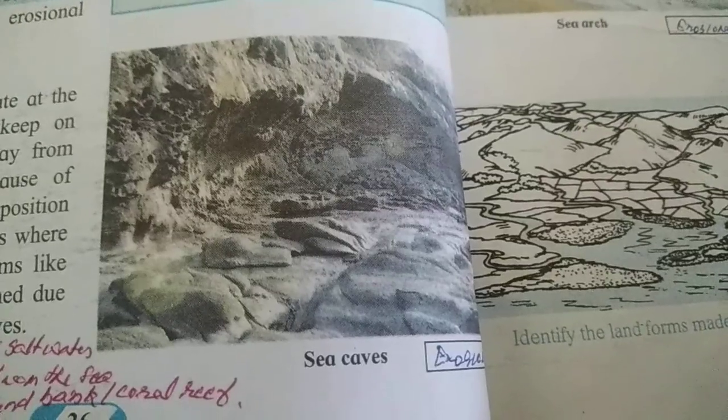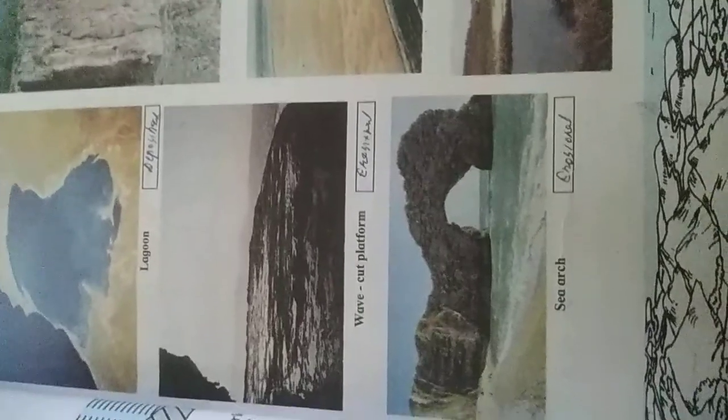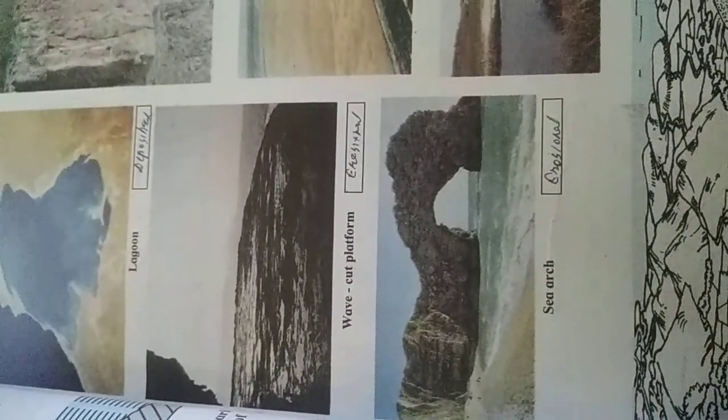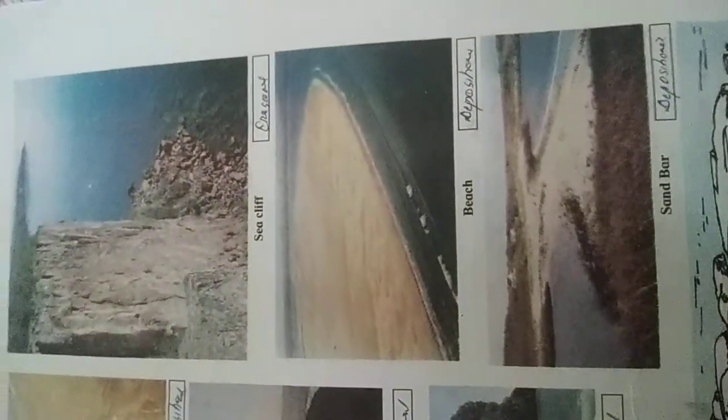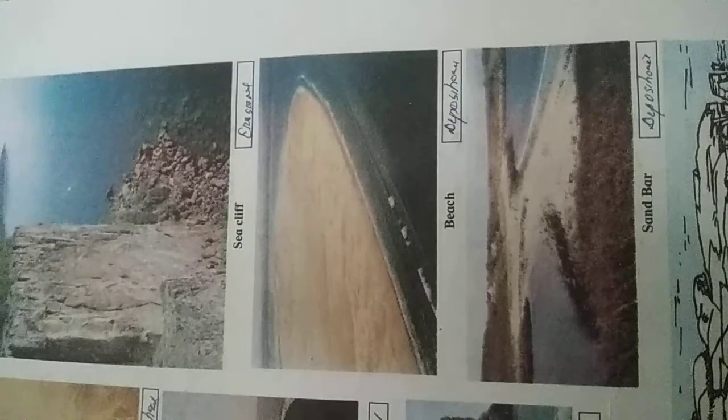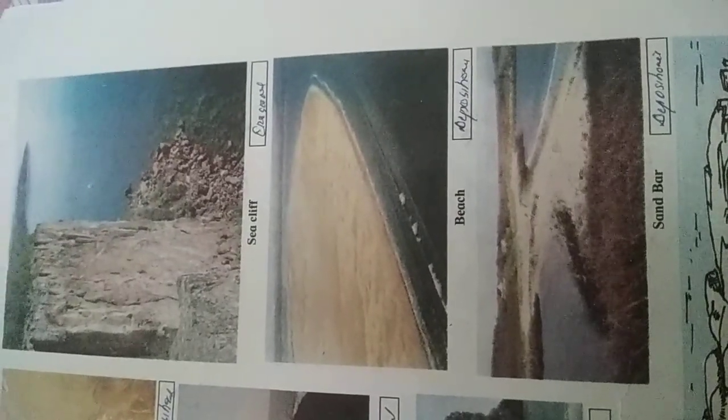And that is the diagram of the sea cave, lagoon, wave cut platform, sea cliff, beach, sandbar. That is all the diagram you have to see here.